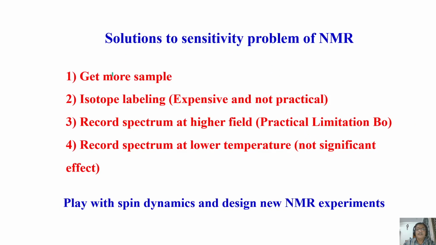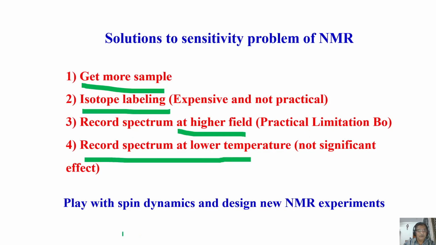So one of the ways of increasing sensitivity we know is to get more sample, do isotopic labeling, go to higher magnetic field, and record the spectrum at low temperature. Whether all are practically possible or not sometimes depends upon your ability, what you can do, whether you have more sample or whether you have the facility to do isotopic labeling by some chemical way. Sometimes it's very expensive. For going to a very high magnetic field, if you want an 800 megahertz or 1000 megahertz spectrometer, it may not be available. So all those limitations are there.